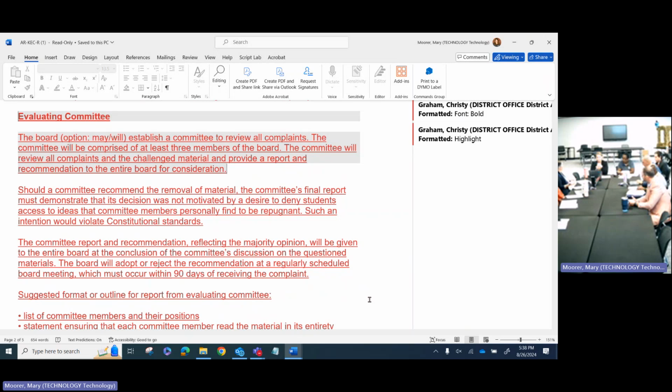Certainly that is up to the will of the board. It was our recommendation that we not do that because everyone likes to have an opportunity for everybody to present to the entirety of the board. So I don't know that an evaluating committee is something you are interested in. Certainly, if it is, we can move that in. It was our recommendation to just remove that section.